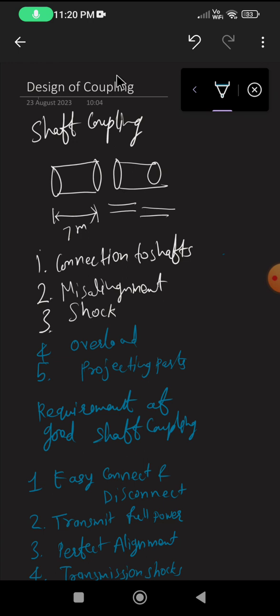First, let's start with what a coupling is and why it is required. Generally, a coupling is also known as a flange coupling. A flange coupling usually applies to a coupling having two separate cast iron flanges. Each flange is mounted on the shaft and keyed to it, and the face.